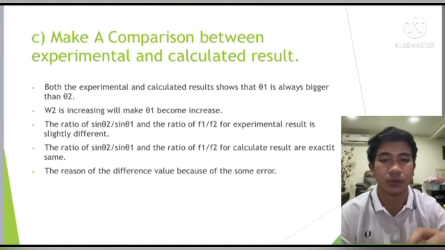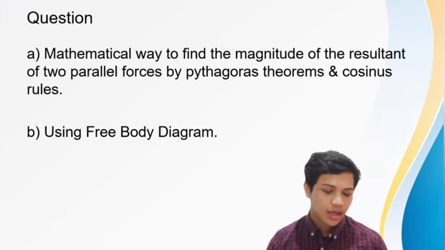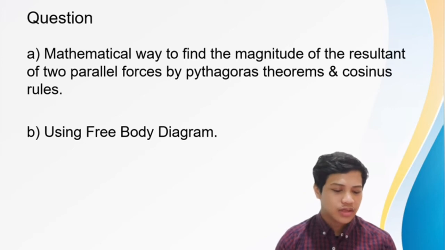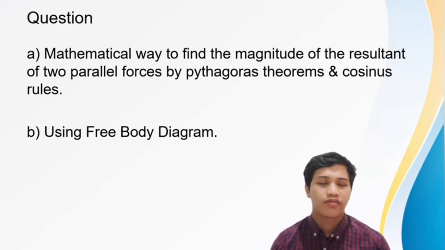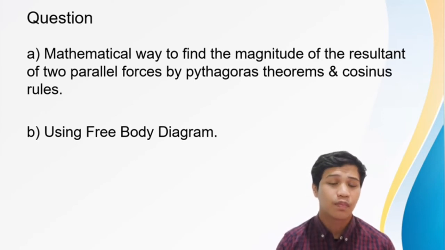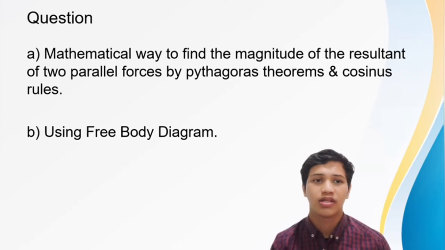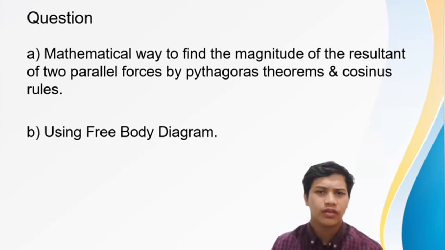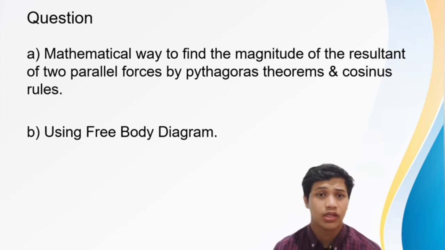of the result. So next for the questions, for A, the parallelogram law of vectors gives us the mathematical way to find the magnitude of the resultant of the two forces by using the Pythagoras theorem or the cosine rule. For question B, the alternative method that we can use is free body diagram analysis.